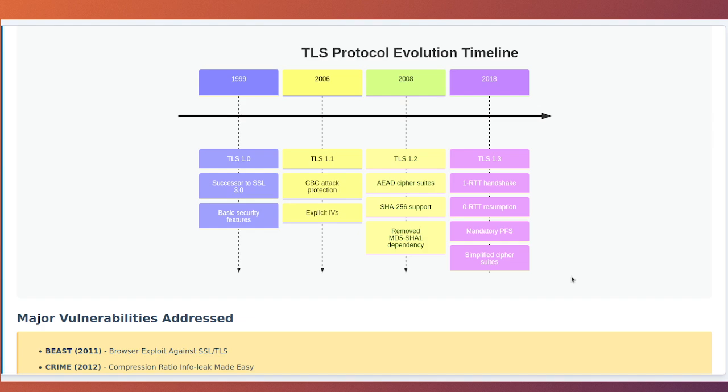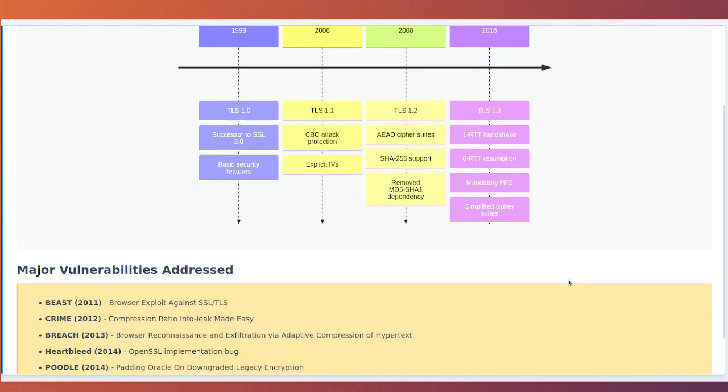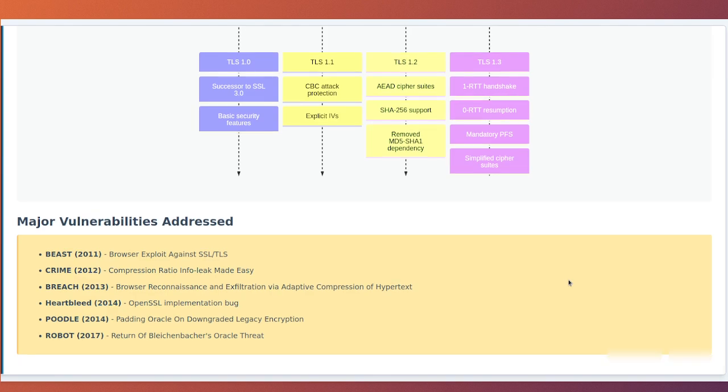In 2008, TLS 1.2 was released, bringing major improvements. This version introduced support for authenticated encryption with AEAD cipher suites, SHA-256, and removed the dependency on MD5 and SHA-1 in the pseudorandom function. TLS 1.2 has been the workhorse of Internet security for over a decade, and it's still widely used today.